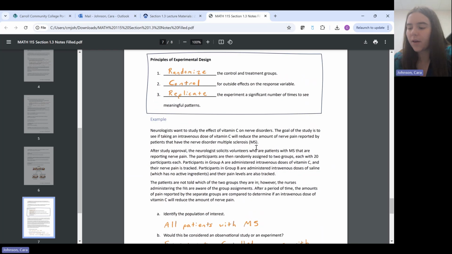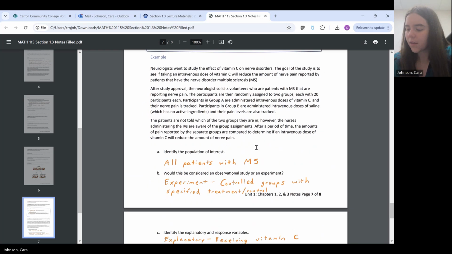Okay, so neurologists want to study the effect of vitamin C on nerve disorders. The goal of the study is to see if taking an intravenous dose of vitamin C will reduce the amount of nerve pain reported by patients that have MS. So after study approval, the neurologist solicits volunteers who are patients with MS that are reporting nerve pain.